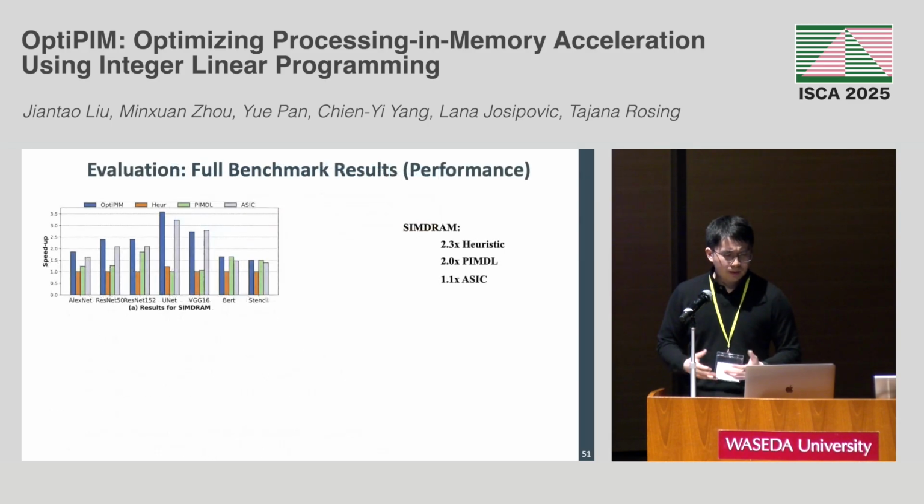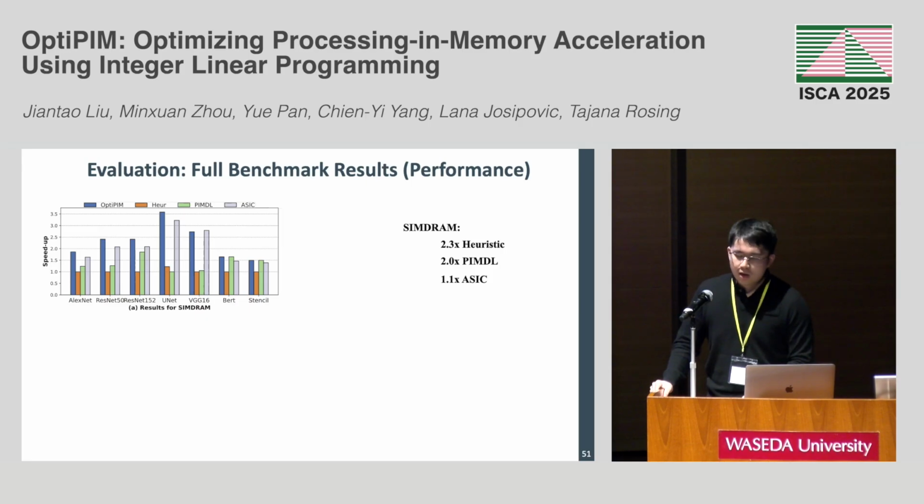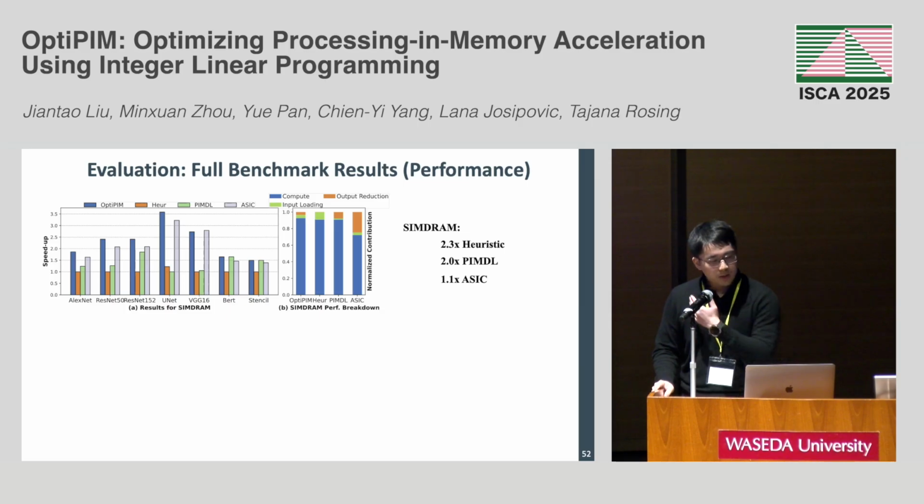Okay. Then for the full benchmark evaluation, we plot the speed-up graph like shown here. The graph is normalized to the slowest one among all 4 mapping methods. For SimDRAM, OptiPIM achieved 2.3 times speed-up over the heuristic, 2 times over PIMDL, and 1.1 times over ASIC. So it seems like we didn't achieve a lot better than the ASIC one. Why is that? Let's take a look at subgraph B.